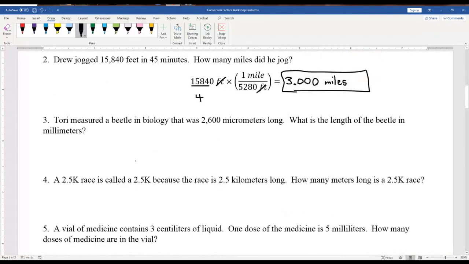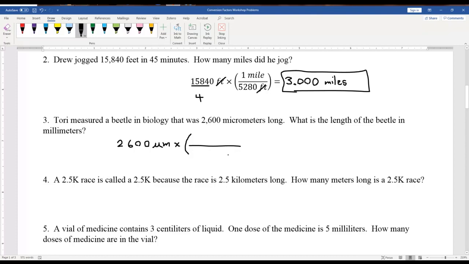All right, so now let's take a look at the next one. Tori measured a beetle in biology that was 2,600 micrometers long. What is the length of the beetle in millimeters? So this is what is referred to as a metric conversion. There's only one number here, so it's pretty obvious we have to start with the 2,600 micrometers. Now, micro has this goofy U-looking symbol. It's actually a Greek letter mu, but it looks kind of like a cursive U. Micrometer. And we're going to go ahead and multiply that times the conversion factor.